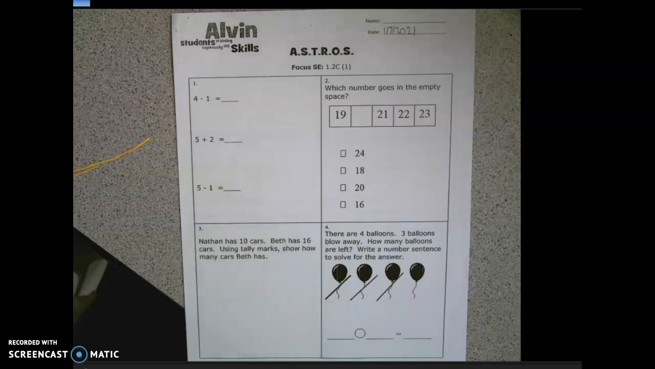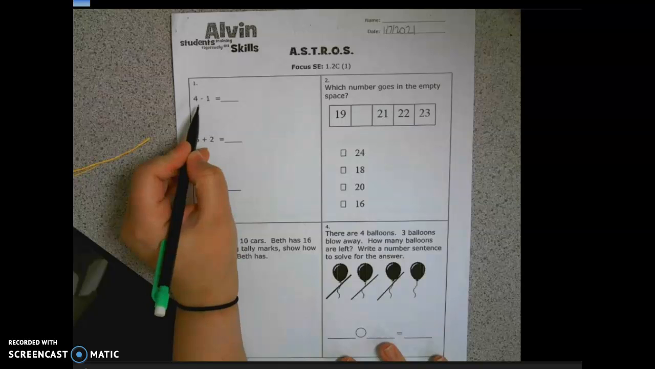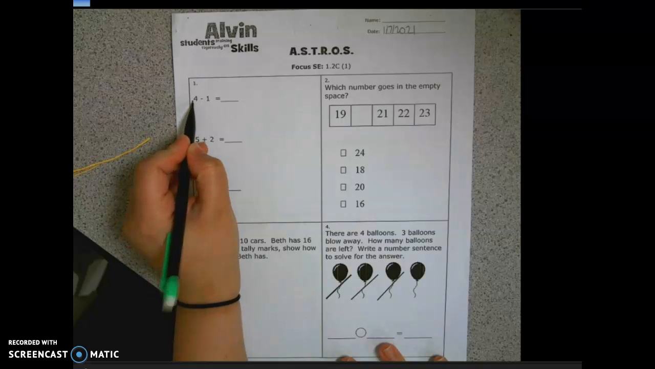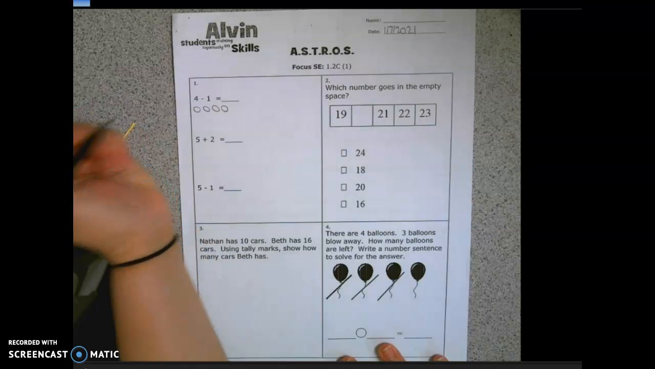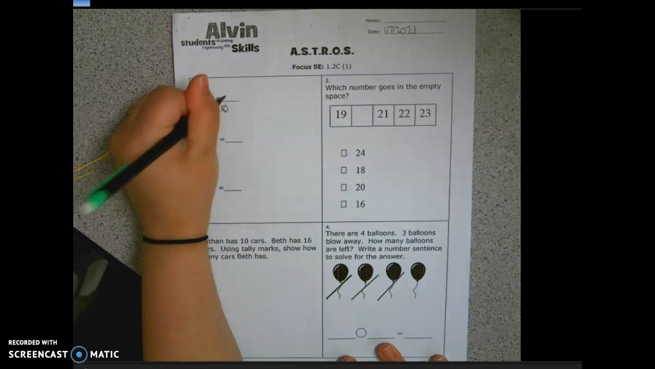Today we're going to be doing our Astros 1.2C1. So first thing you're going to do is you're going to look at these numbers. I see 4 minus 1, so I know I have 4. I take away 1, and that leaves me with 3.